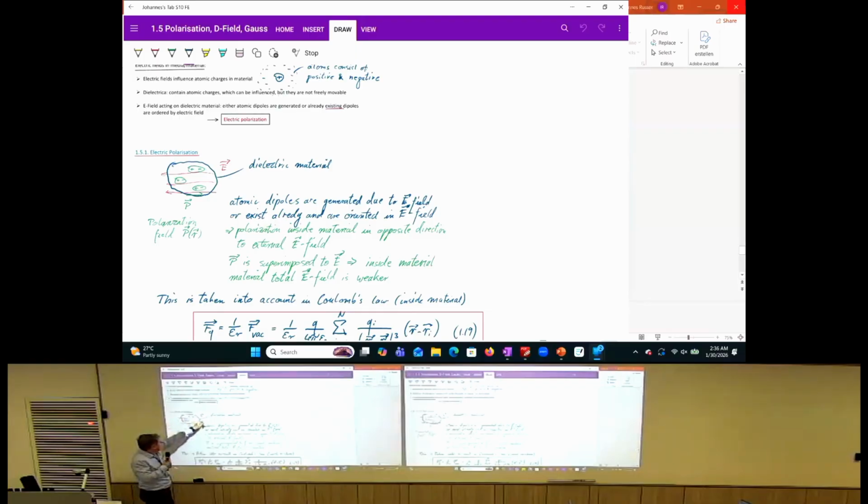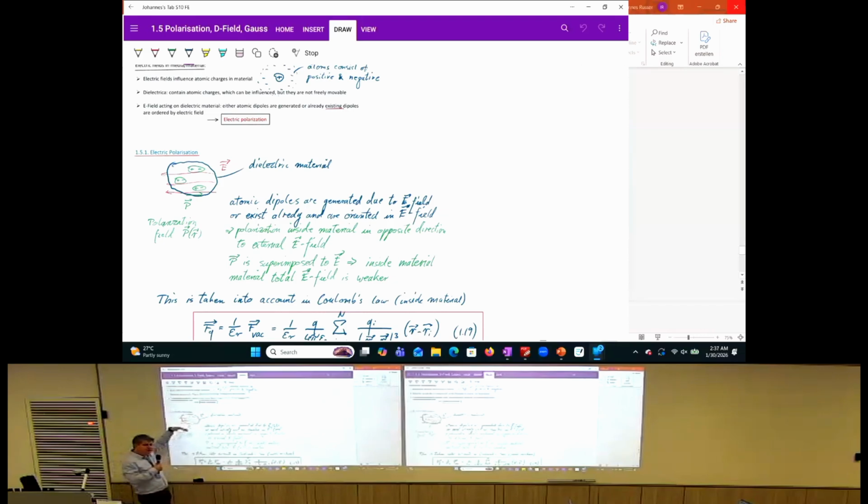And now if you have an electric field and you bring this material into this electric field, then this dipole will start to align itself with the electric field, because it has a positive charge on the one side and the negative on the other side. So it will try to align with the field. So you have here this field line, the negative charged side, or the dipole will orient itself so that it is aligning with the field.